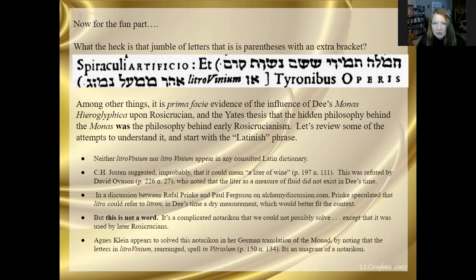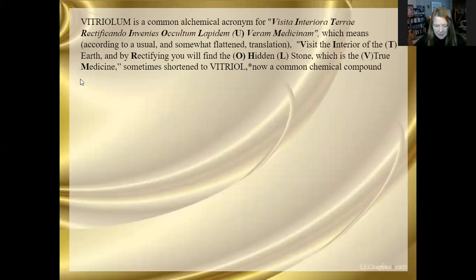The way that we're going to know that it existed is because it was used by later Rosicrucians. The person who figured this out was Agnes Klein back in 1980 in her German translation. She noted that the letters in litrovenium, if you rearrange them, spell in petroleum. It's an anagram, in other words, of a notarikon used by later Rosicrucians. So let's take a look for a minute at that notarikon.